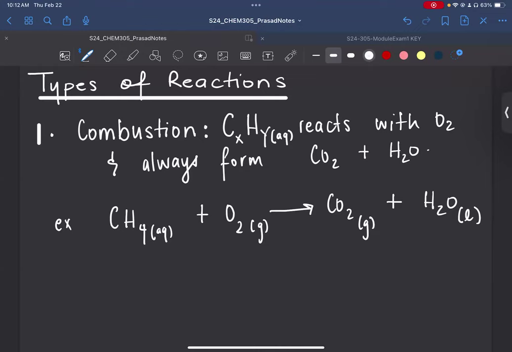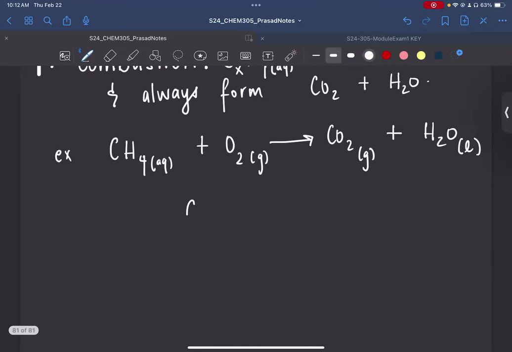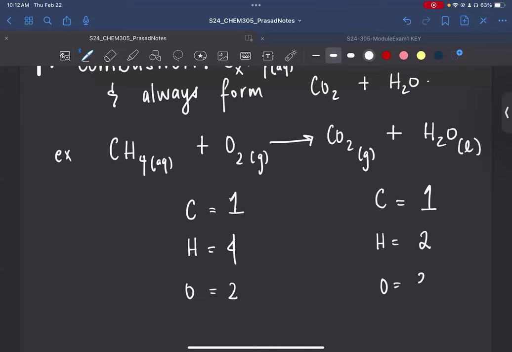Now we need to be sure the reaction is balanced. On the left, we have C, H, and O. On the right, we have C, H, and O again. We have 1, 4, and 2. I'm just writing down how many of each atom we have. On the right, we have 1 carbon, 2 hydrogens, and 3 oxygens. Give everyone a second to just write that down.